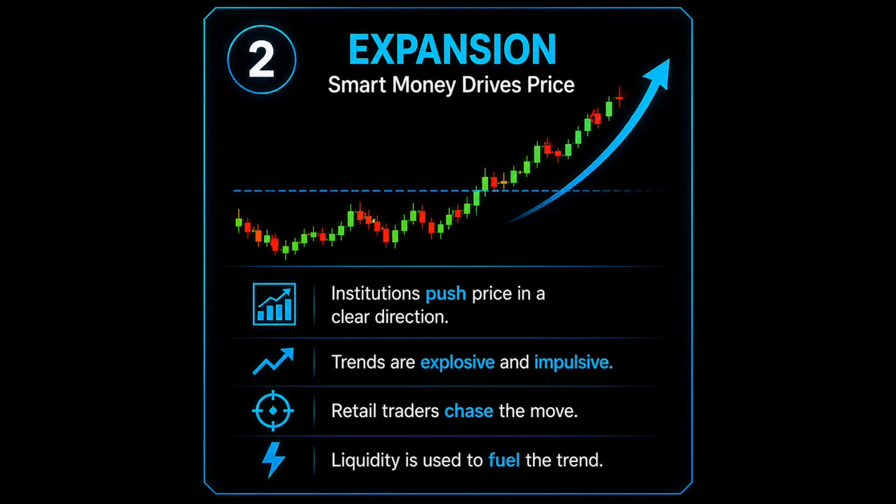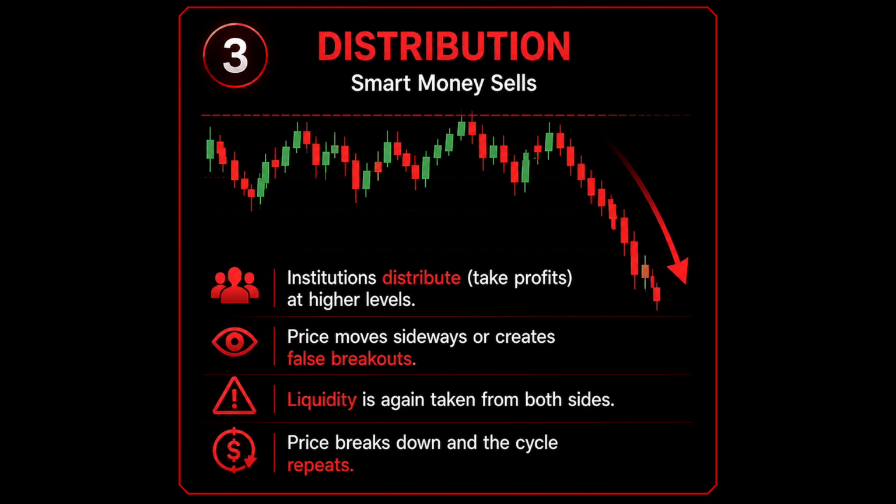This is the phase most traders dream about because it offers the largest opportunities. Unfortunately, many retail traders enter too late, chasing the move after smart money has already positioned itself. Eventually, every trend reaches the distribution phase. Here, institutions begin taking profits from the positions accumulated earlier. Price may start moving sideways again, creating confusion and trapping late buyers or sellers. False breakouts become common as liquidity is gathered one final time. Once distribution is complete, the market often reverses and begins a new cycle.